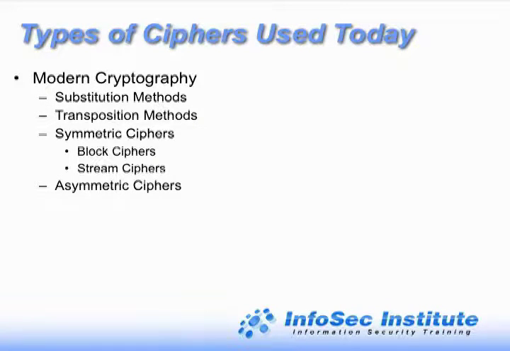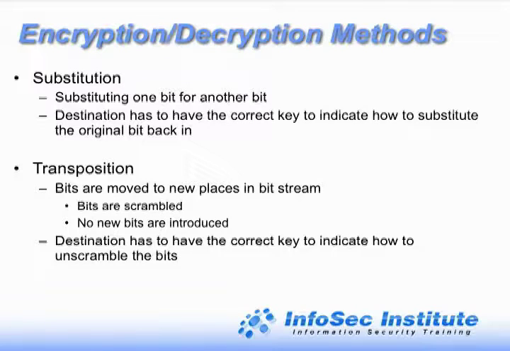Okay, types of ciphers used today. There's the substitution method, the transposition method, symmetric ciphers such as block and stream ciphers, and also asymmetric ciphers. Okay, substitution. Substitution is basically substituting one bit for another bit. The destination already has the correct key to indicate how to substitute the original back, basically cipher back to the plain text.